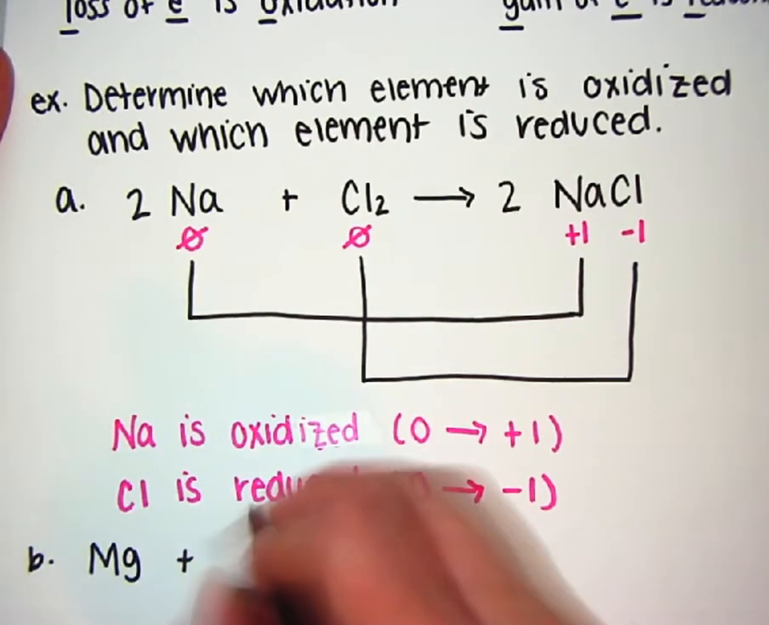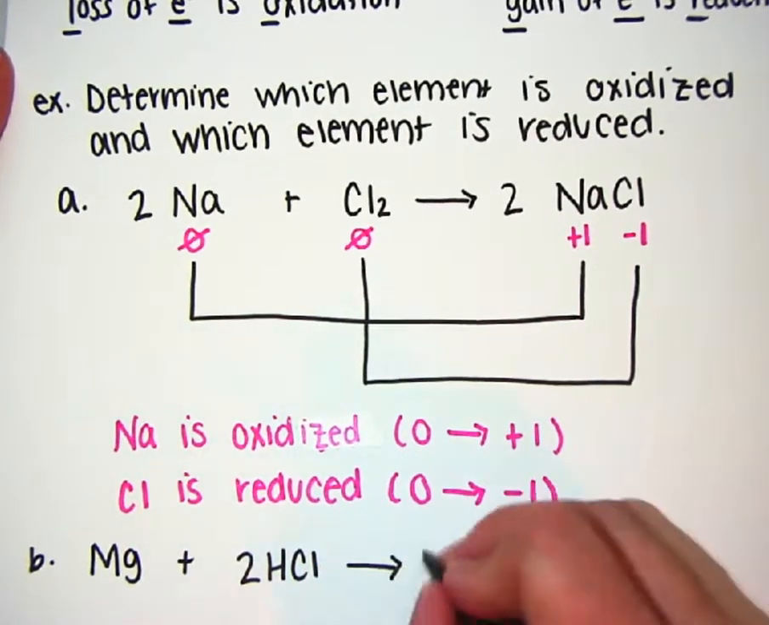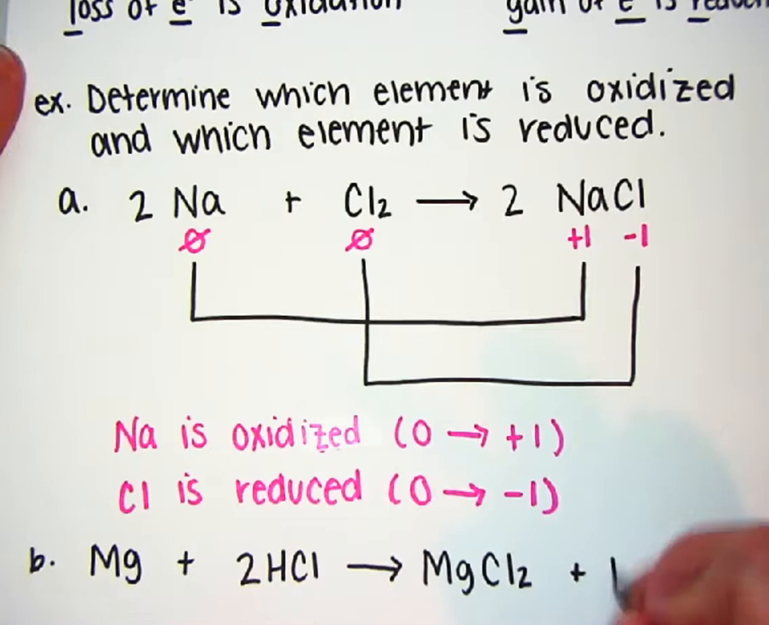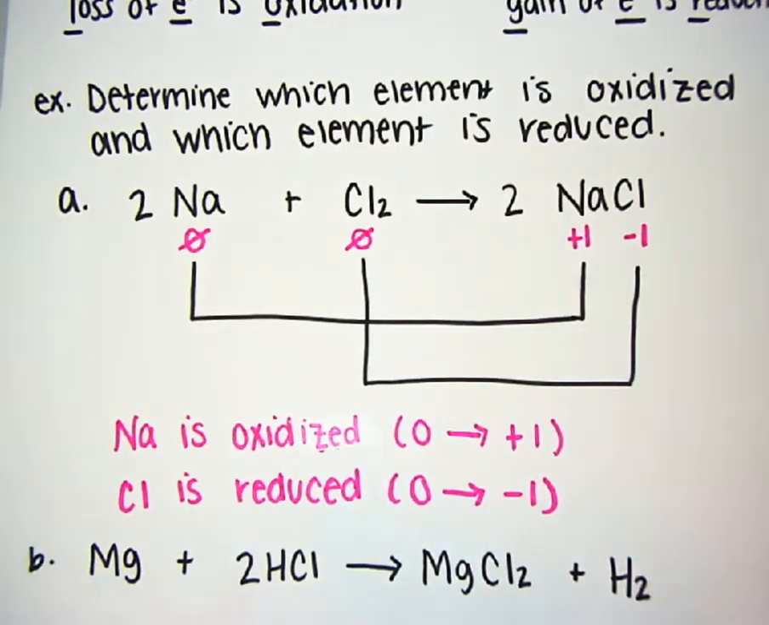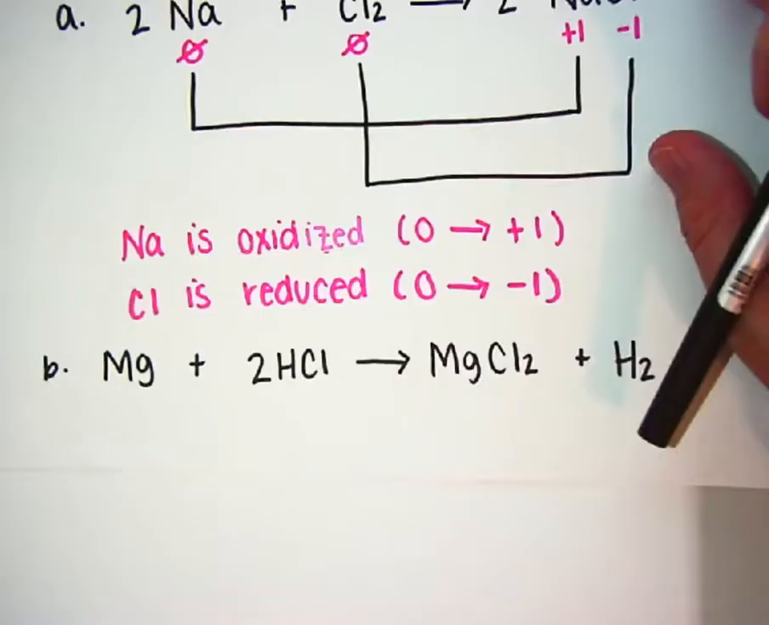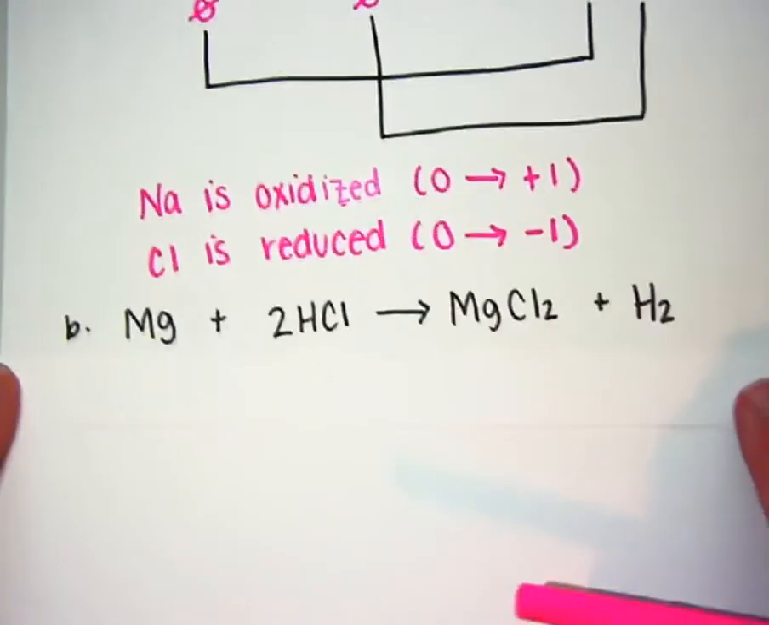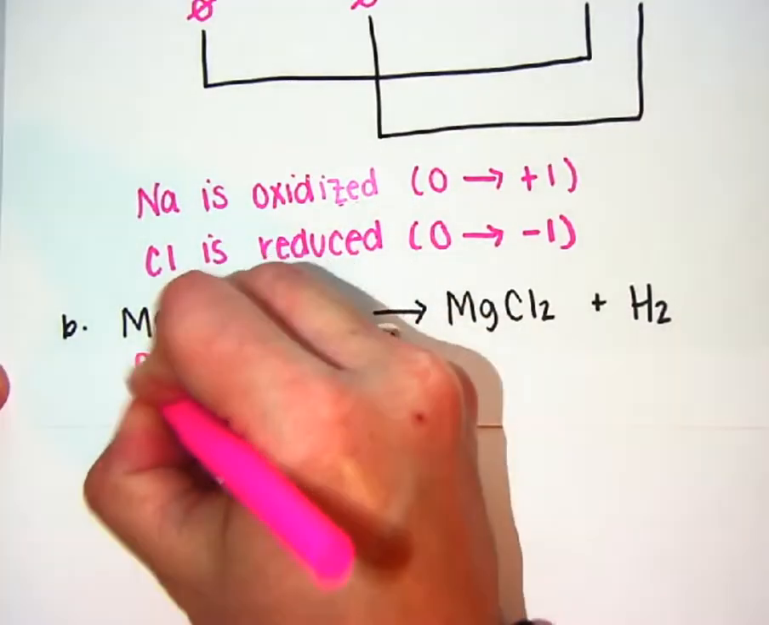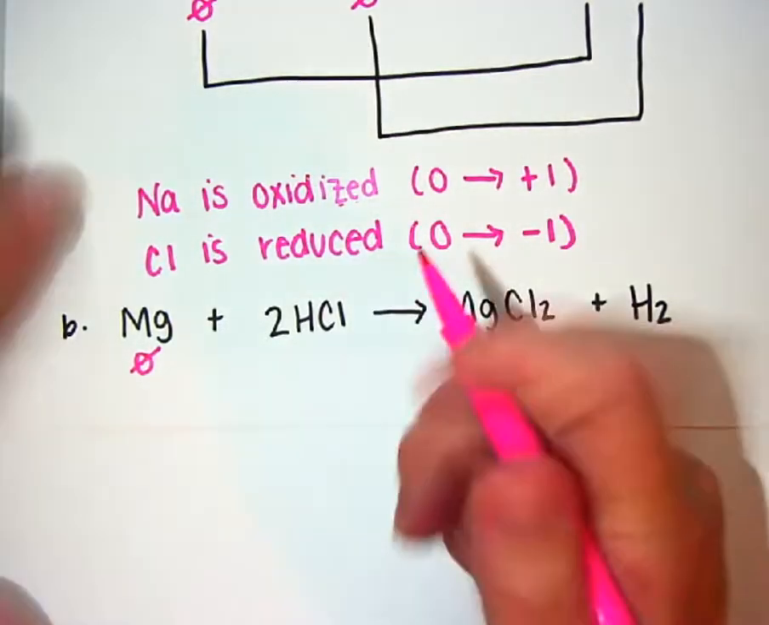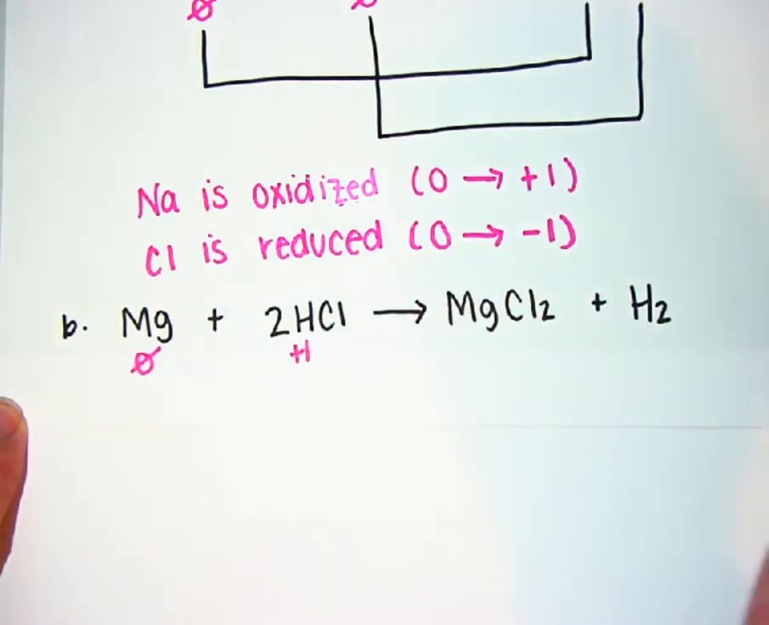Let's say I had magnesium plus HCl producing magnesium chloride plus hydrogen. So the first thing that we want to do is go through and assign oxidation numbers. I have magnesium by itself in its elemental form. Its oxidation number is 0. Hydrogen bonded to a nonmetal. Its oxidation number is positive 1.